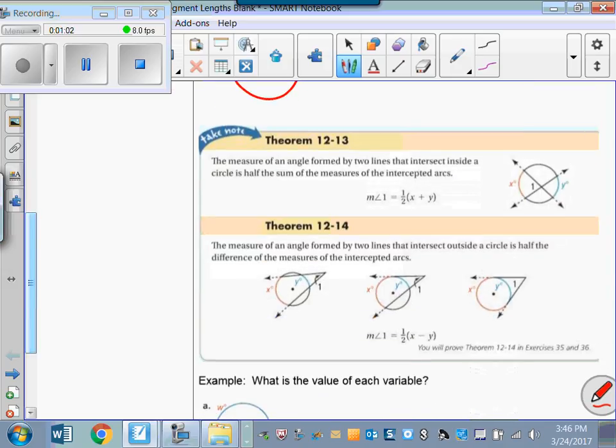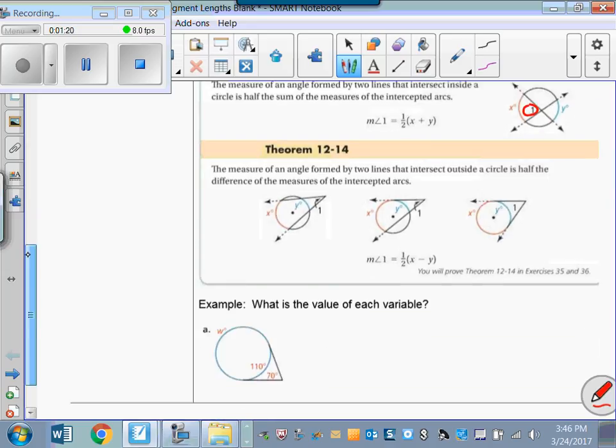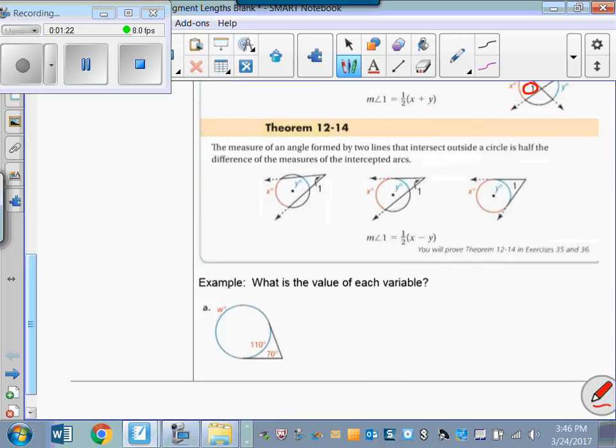The measure of an angle formed by two lines that intersect inside a circle, so two secants that intersect inside of a circle, is half the sum of the measures of the intercepted arcs. So that angle 1 there, its measure is half the sum of the intercepted arcs. Okay? So what if the secants intersect outside the circle?